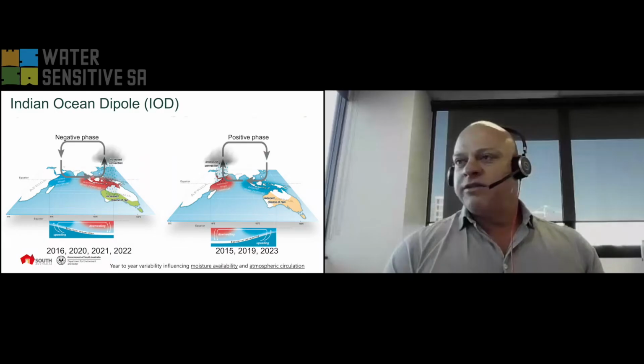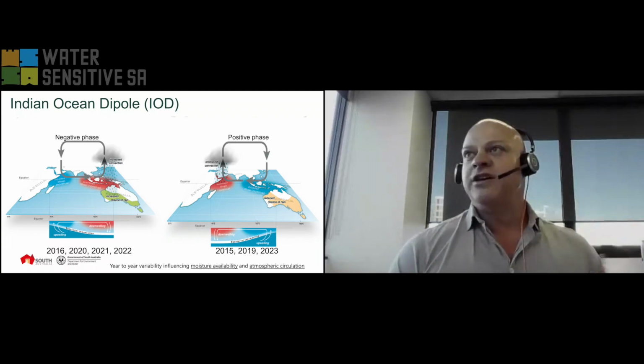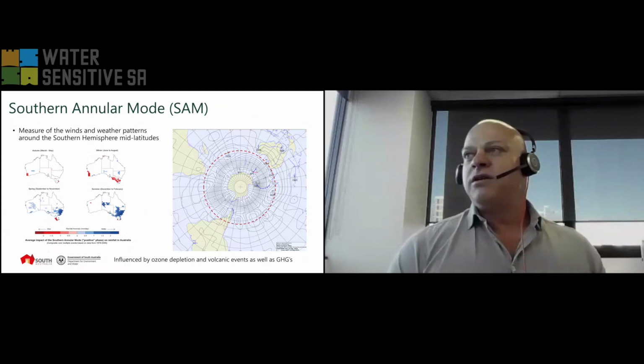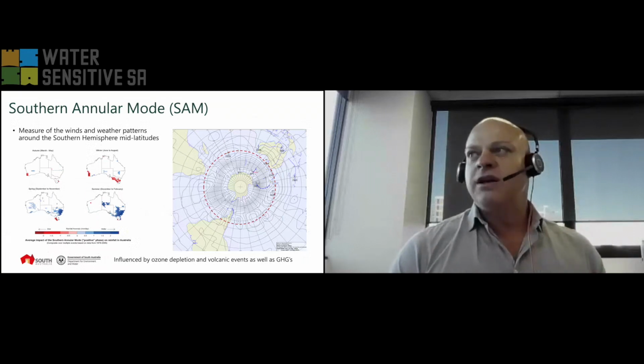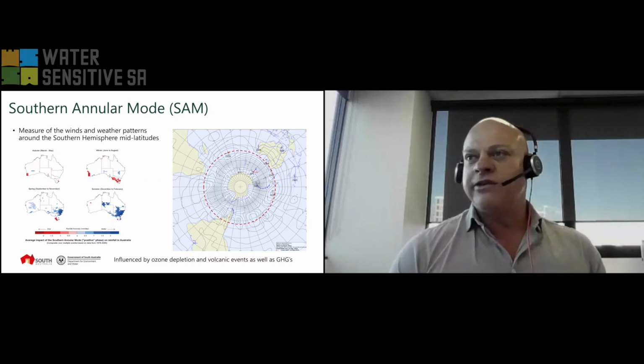So this is driving year-to-year variability. I'm going to get into climate change in a second, but I'll just touch on this briefly. These are variations in the wind patterns in the mid-latitudes that are important for southern South Australia, something called the Southern Annular Mode. I'll talk about that in terms of what we've seen this summer in particular.